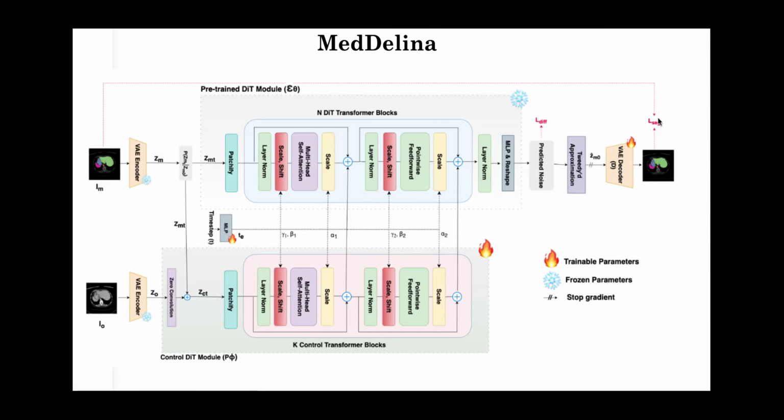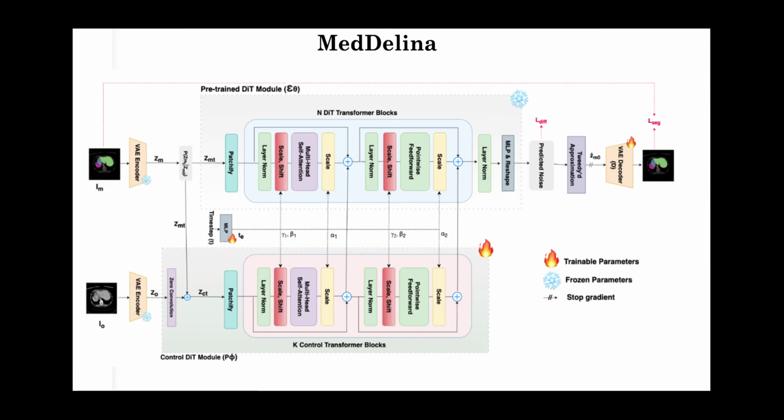During decoding, we take two losses. One loss is the segmentation loss, the cross entropy followed by the dice loss, and the other is the diffusion loss. We add these two losses, and the entire network is penalized with the same optimizer. So that's what this whole MedDelina architecture is about.